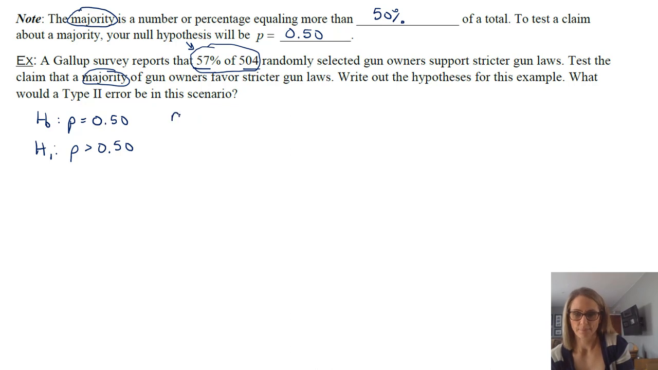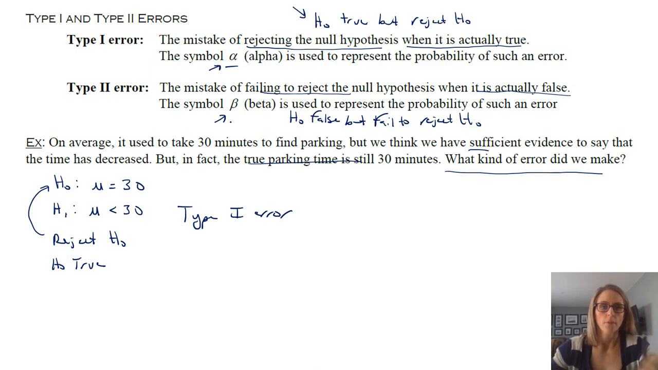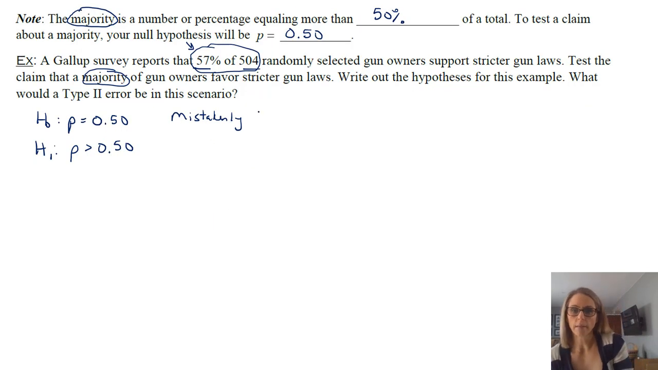would be to mistakenly, okay, so maybe I'll go back really quick here. The type 2 error is mistakenly failing to reject the null hypothesis when it is actually false. H naught is false, but we fail to reject H naught, okay? So we mistakenly fail to reject, and I'm going to put it in the context of the problem, mistakenly fail to reject H naught, and then I look and see what H naught is.